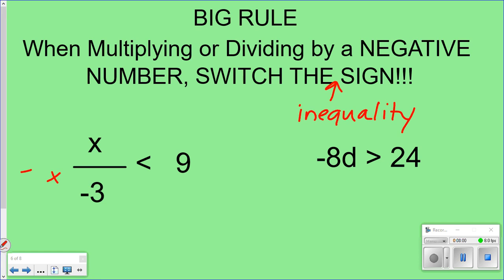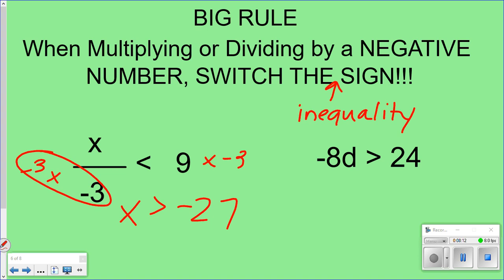If I'm multiplying by a negative number, see how this is a negative number? If I'm multiplying by that negative number, then I need to flip this sign. And the reason is this. That inequality sign doesn't understand the rules to multiplying negative numbers. It doesn't know that a negative times a negative is a positive. It doesn't know that a negative times a positive is a negative. The sign doesn't know that. So we have to be the one to physically flip it around.